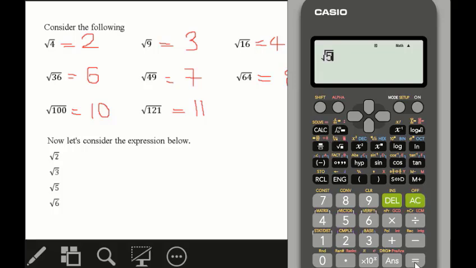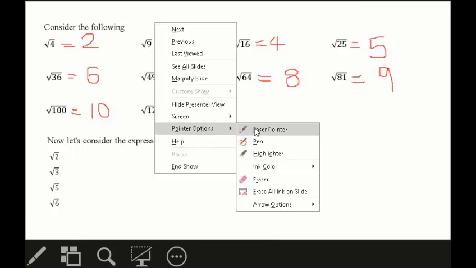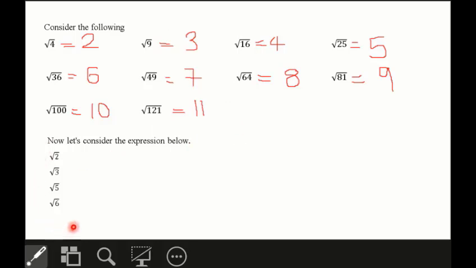The root of 5 will still give us root of 5, right? Good. The root of 6 still gives us root of 6. Good. So what can you say when you compare these expressions below, the root of 2, the root of 3, the root of 6, the root of 5, with the expressions we have on top?